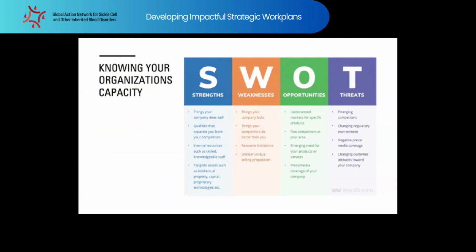So SWOT, again, the idea here is you look at your organization and look at its strengths, its weaknesses, its opportunities, and its threats. Strengths include things that your company does well, qualities that separate you and your organization from others that do this work. What are the resources you have, like yourself, your skilled staff, your skilled volunteers, people living with disease or what have you. Look at what resources you have there. Another, kind of systems and tools you have, like computers or property, et cetera.